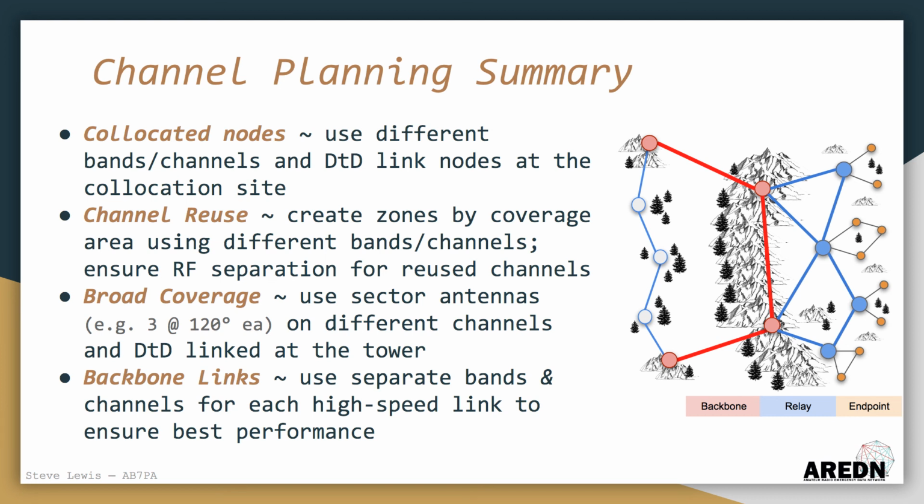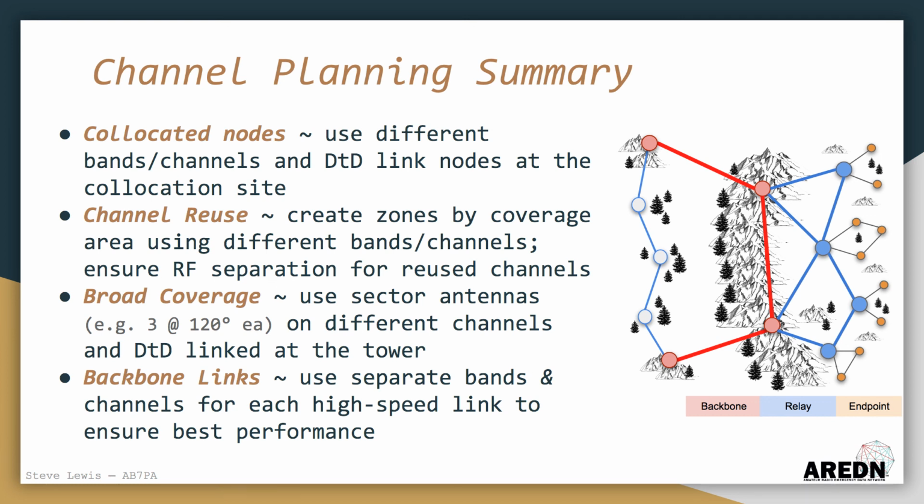Consider putting each local coverage area on its own channel to minimize the interaction between zones. Be sure you have adequate RF separation between any of the reused channels across an area. If you need broad local coverage for a high-profile area, you could install sector antennas on a tower site. For example, 3 panels with 120-degree beam width each. DTD link the sectors at the tower site and use different channels for each sector to avoid channel contention at the tower.